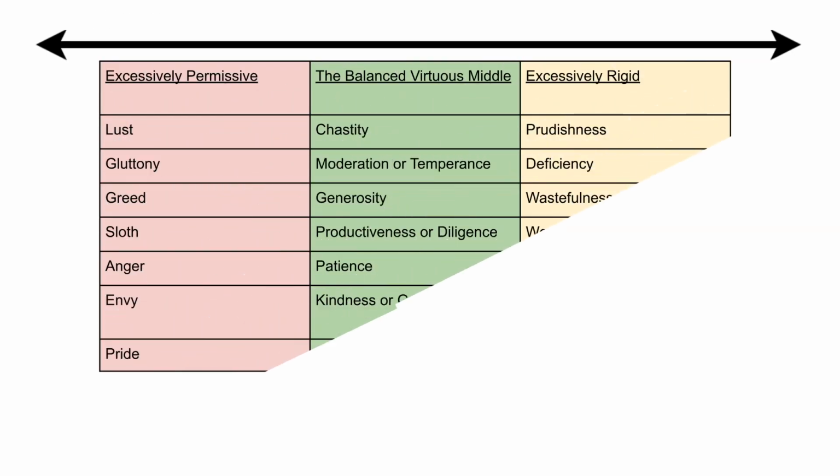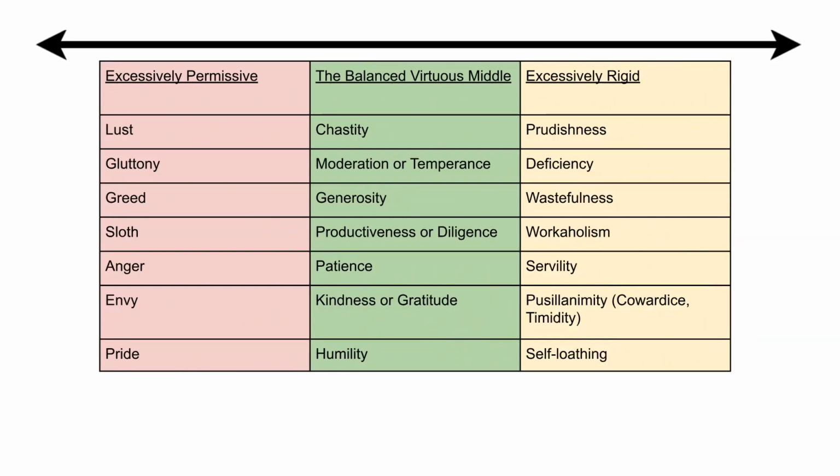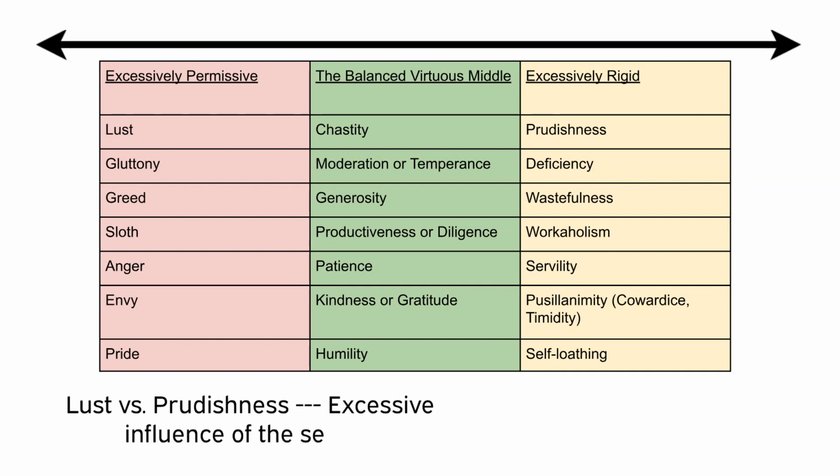Let's take a deeper look at these models in this table so we can better see their relationships to one another. Here we have the balanced virtuous middle right where it belongs, and on the left we can see the vices which could be considered excessively permissive, and the vices on the far right, which could be considered excessively rigid. Lust and prudishness, for instance, could be considered excessive influence of the sexual, with permissiveness being indulging in lust, and rigidness towards sexual desire resulting in prudishness, while the mean, or the middle ground of restrained influence of the sexual, results in the virtue of chastity.